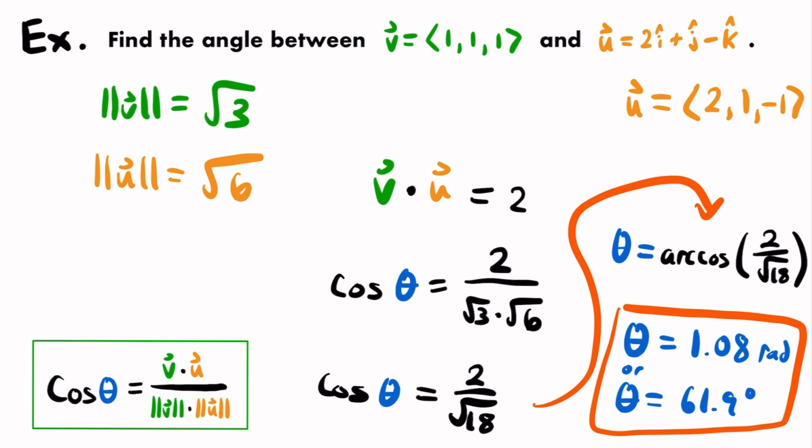And if you want to do that, remember that if you have an angle in radians, to get that into degrees, you want to multiply by 180 divided by pi. That will give you an angle in degrees. Okay? But with that, we have now found the angle between these two vectors. The angle between vector v and vector u is 61.9 degrees, or 1.08 radians. Let's take a look at another example.